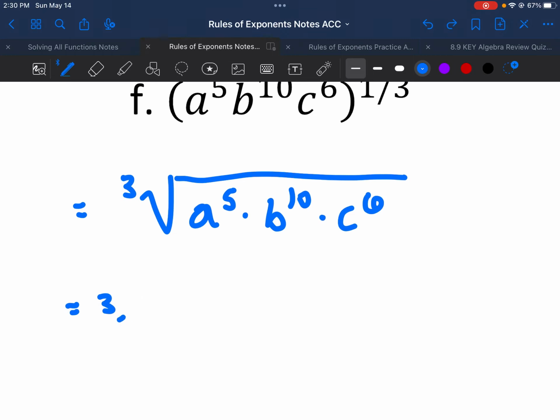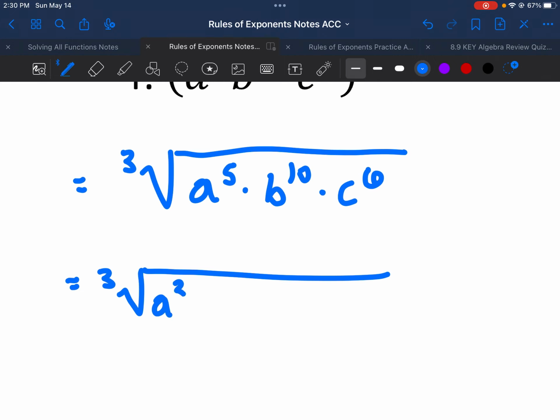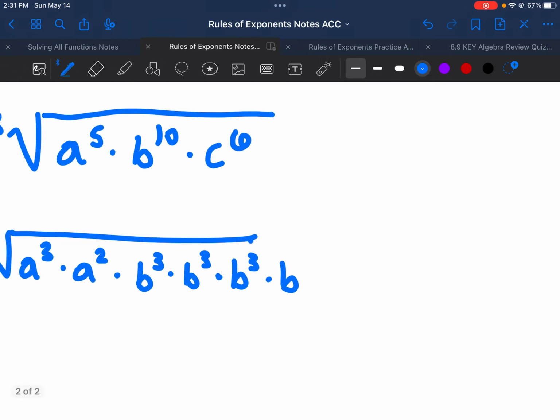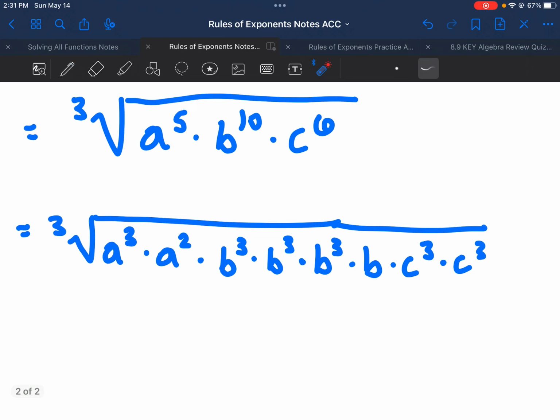Another way that I can write a to the 5th is a cubed times a squared. Another way that I can write b to the 10th is b cubed times b cubed times b cubed times b. And another way I can write c to the 6th is c cubed times c cubed. And again, the reason I'm doing this is I'm taking a cube root.